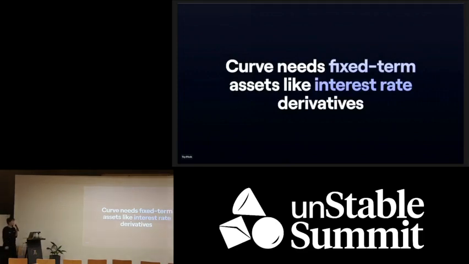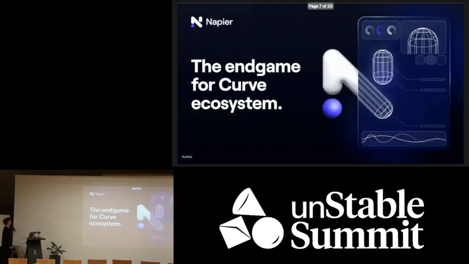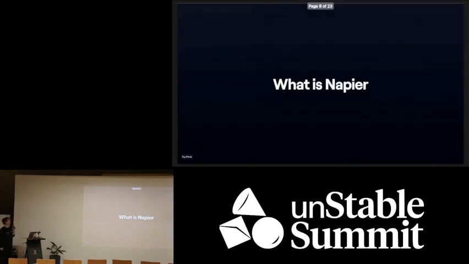So our thesis, I'd say, is that Curve needs fixed term assets like interest rate derivatives tradable on Curve to expand the Curve ecosystem, as well as growing the utility of crvUSD. And here is the end game for the Curve ecosystem, Napier Finance.